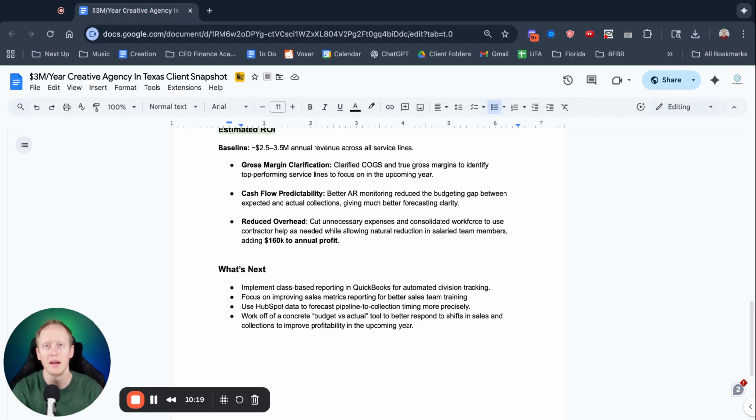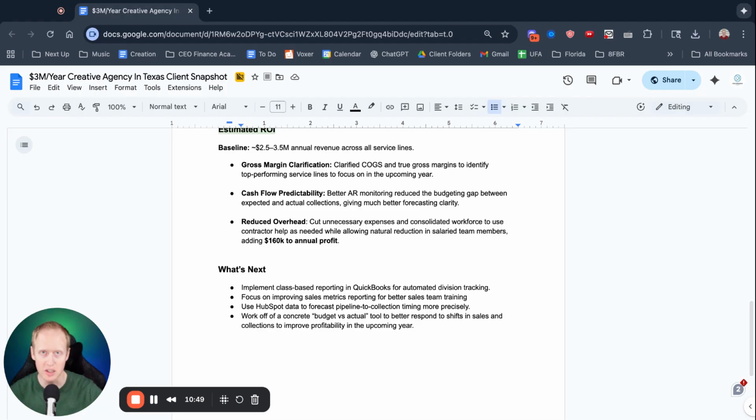Number three, they use HubSpot. So now we can use HubSpot data to forecast pipeline to collection timing. It's like, all right, if we have this many deals in the pipeline, what's our conversion rate? What's our billing rate off that? What's our collection rate off that? And instead of saying, we think we're going to make $100,000 this month in sales, we can say, all right, what's likely based on what's in the pipeline? And then we can extrapolate that out to cash flow forecasting. That stuff's fun.